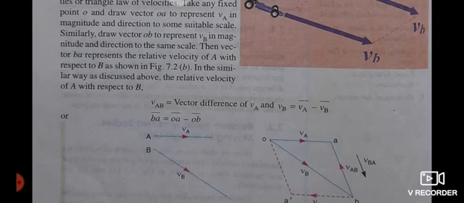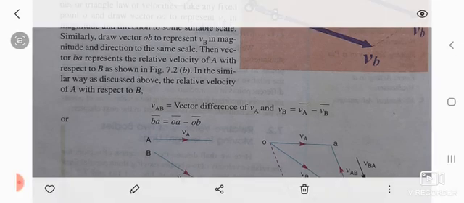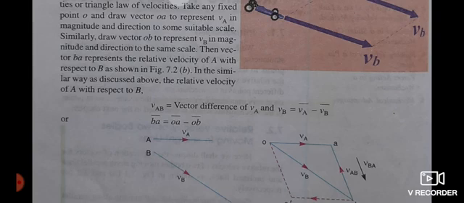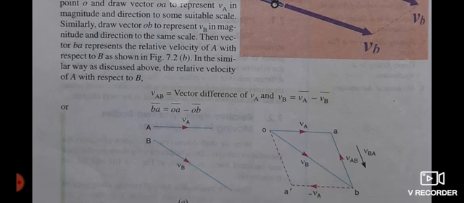Please see 7.2b. From O, draw vector OA representing VA in magnitude and direction to some suitable scale. Similarly, draw vector OB representing VB, here in a downward direction at some angle with VA, in magnitude and direction to the same scale. Then vector BA represents the relative velocity, as shown in figure 7.2b.